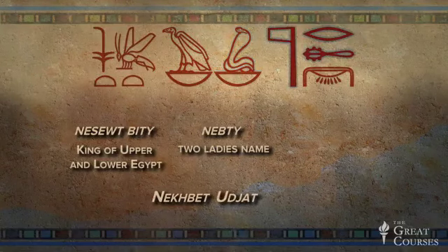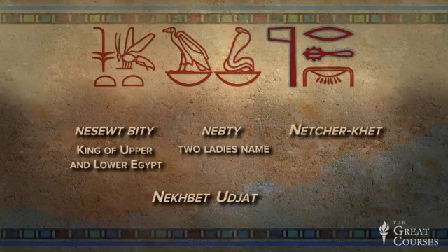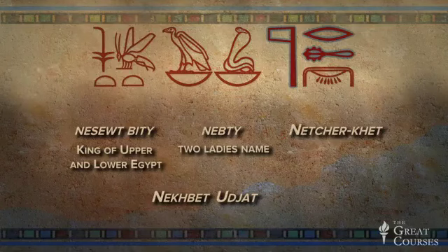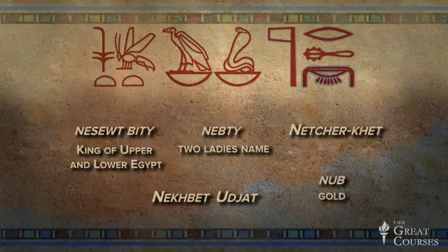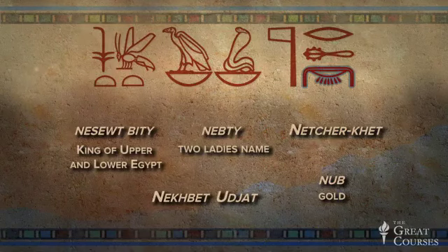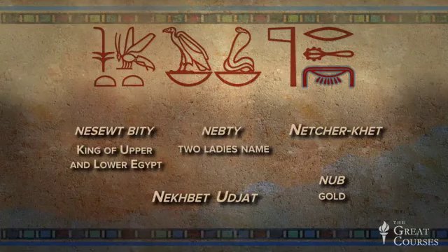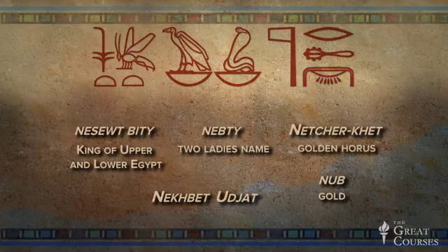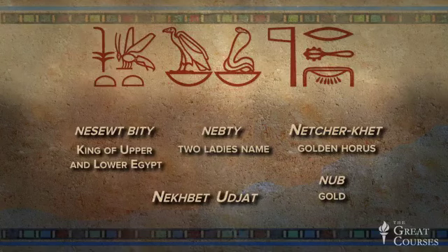Now we come to Zoser's name, Necher Chet, but the inscription doesn't end there. There's one more additional sign. This is the word for gold, pronounced Nub. It's a collar or pectoral with the ties hanging down. So the king is golden. This golden name will later be associated with Horus and become the Golden Horus name.